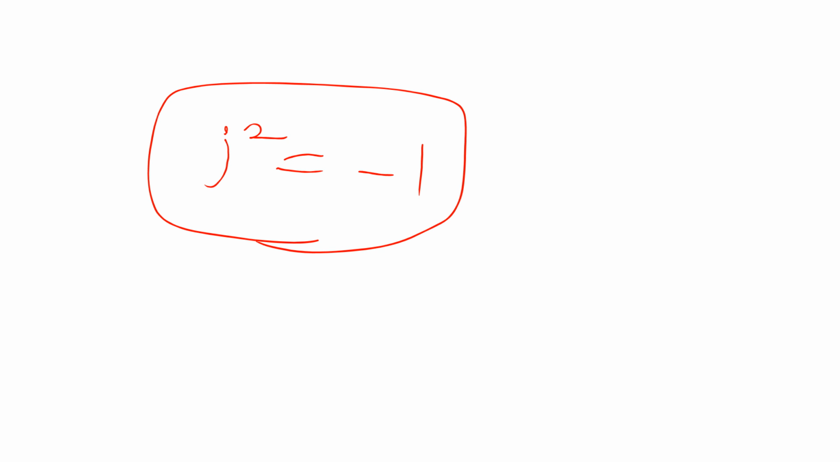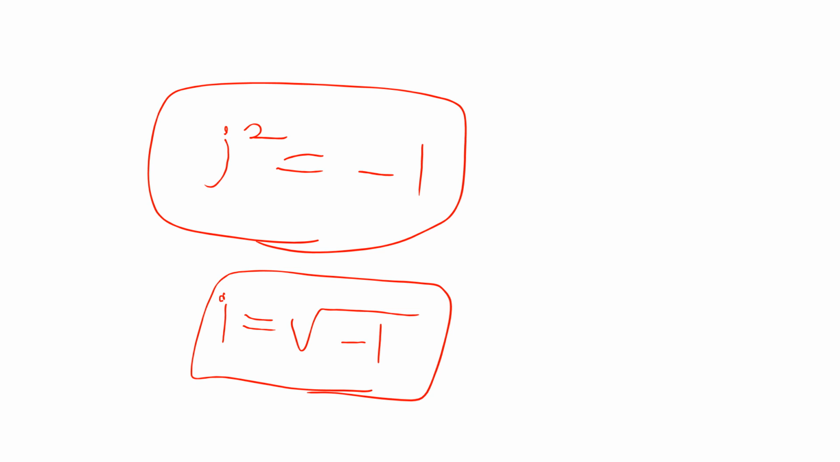Now, i squared is -1. This is something you always need to remember. Many people define i as just the square root of -1. So you can define it either way. Either way, I want to move on.